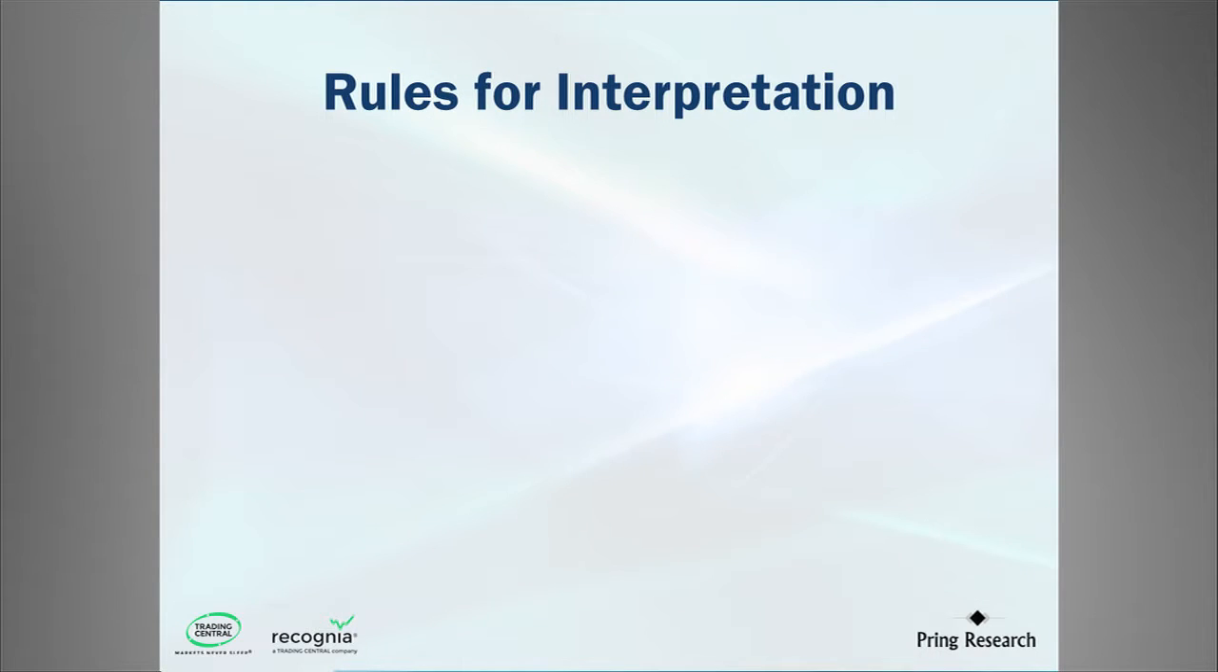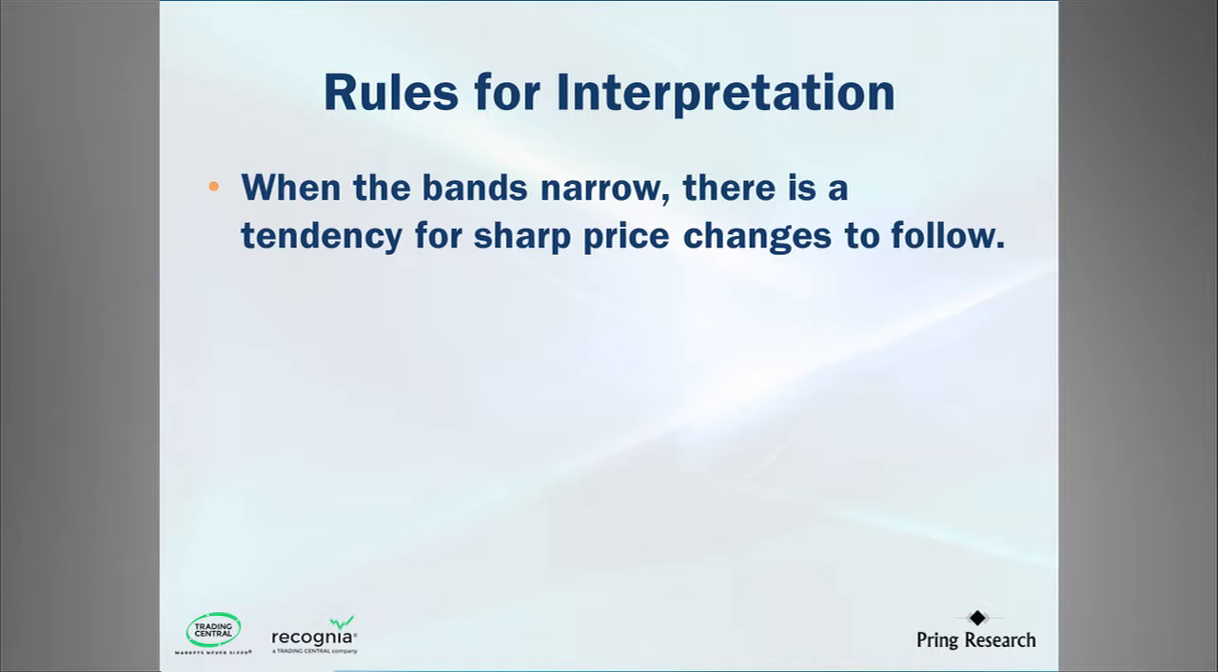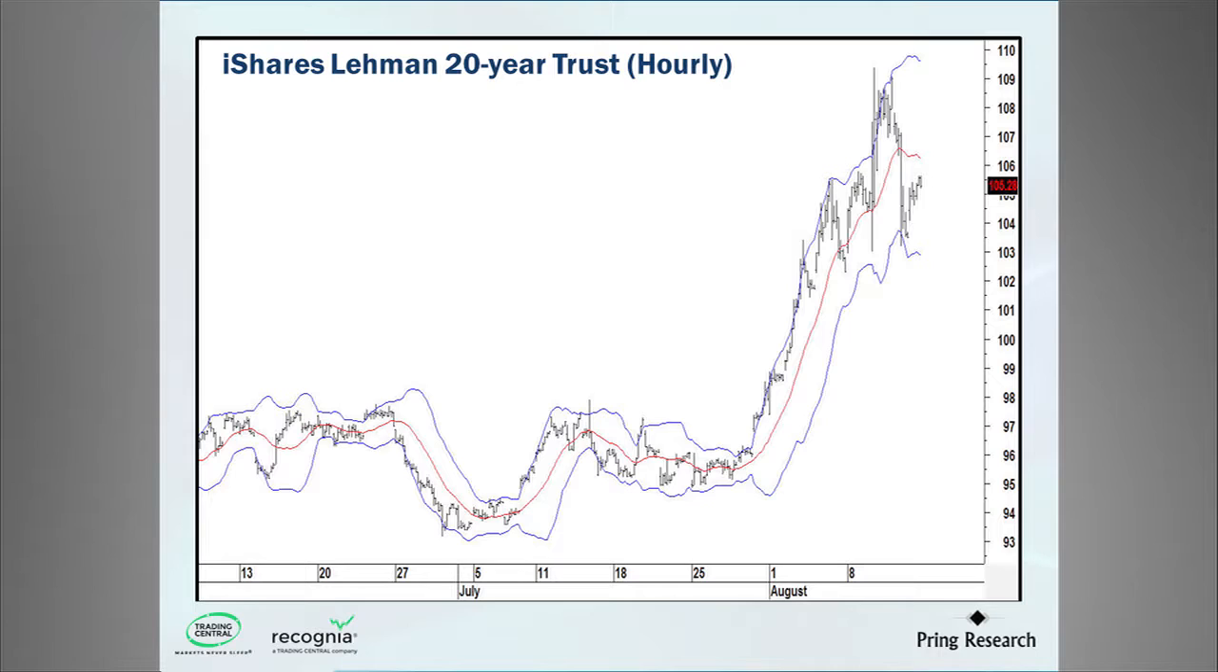Rule 1. When the bands narrow, there's a tendency for a sharp price change to follow. In this context, a narrowing of the band is always relative to the recent past. A couple of good examples are flagged in this chart of hourly progress in the iShares Lehman 20-year Trust ETF in August of 2011. Both instances were followed by a strong rally.